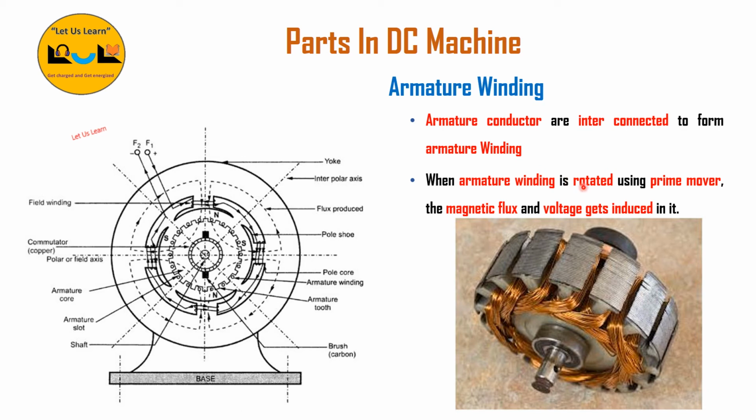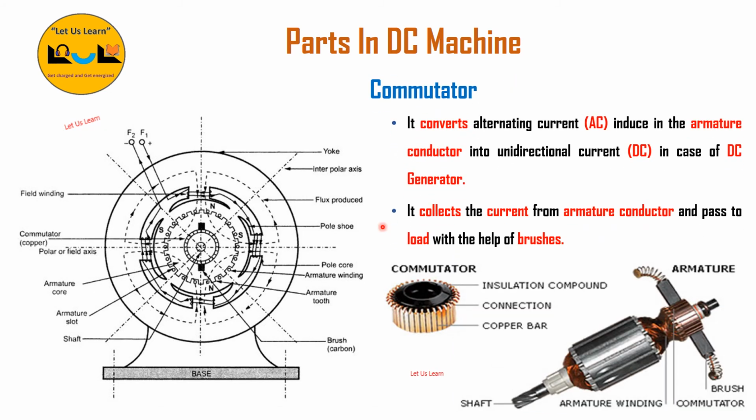The armature windings are rotated using a prime mover. Here the prime mover is used to run the armature in a smooth manner. Whenever it is rotating, magnetic flux and voltage get induced in it. Following that, the commutator. This is the separate part of the commutator, but this total set is called the armature. Here we have the carbon brush. This is the commutator, in this cross section view.